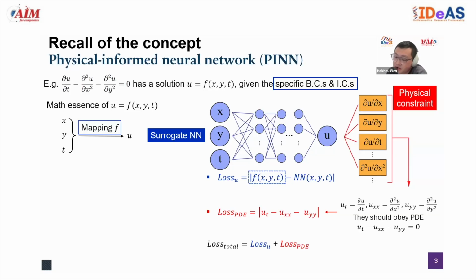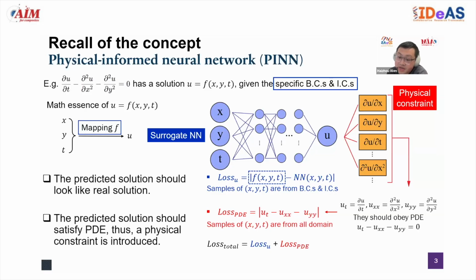So for forward PINN, the sample points for two kinds of loss are different, even though they are minimized together. So when we decide to use PINN, we need to know where to sample the training data for two losses. So basically, PINN is approximating the solution of PDE in both directions. The predicted solution should look like the real solution, and the predicted solution should satisfy the PDE itself.